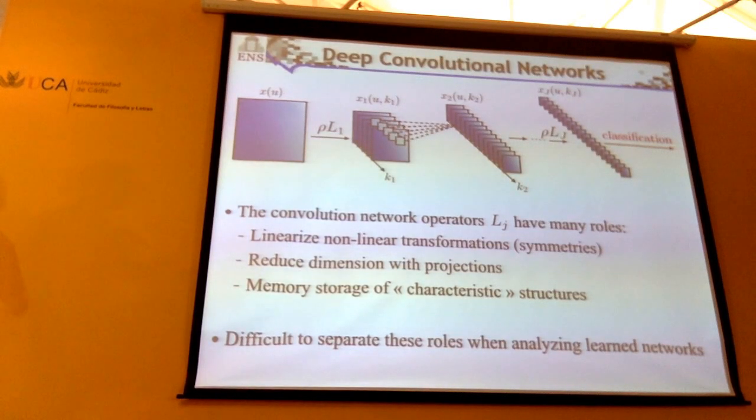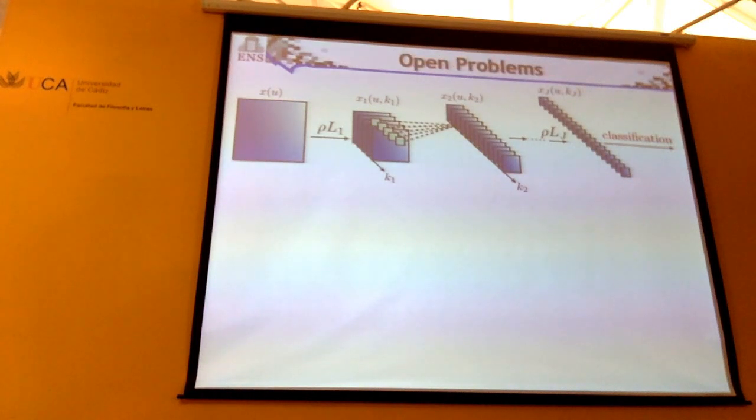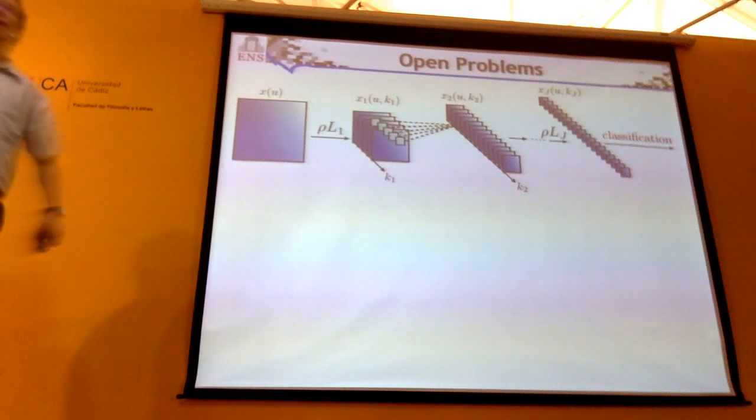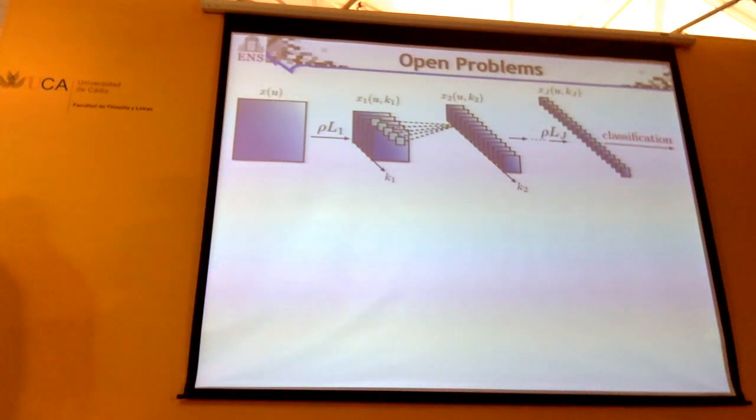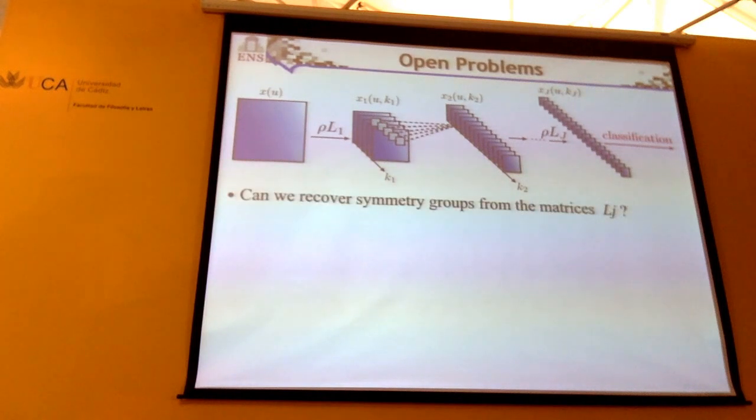All this needs to be understood in a single framework, separating these roles, which are all embedded in the same linear operators. So I tried here to summarize the open problems, difficult open problems that I see.